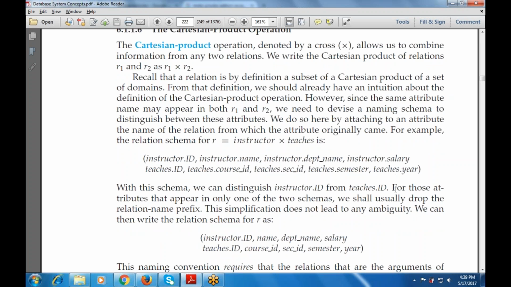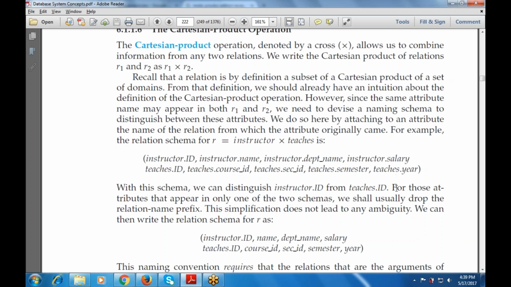With this schema, we can distinguish instructor.ID and teaches.ID. For those attributes that appear as part of only one of the two schemas, we shall usually drop the relation name prefix. This simplification does not lead to any ambiguity, so we can write the relation schema for R as instructor.ID, name, department name, salary, teaches.ID, course ID, section ID, semester, year.